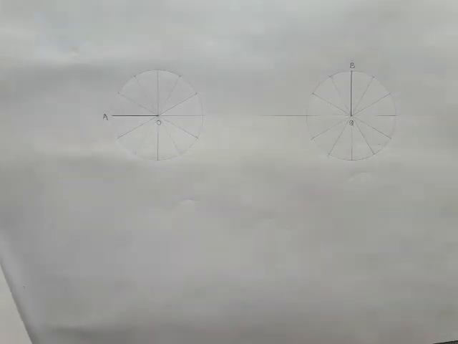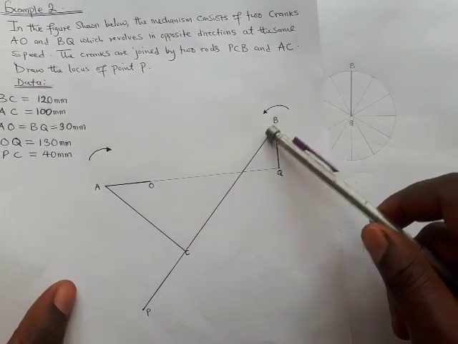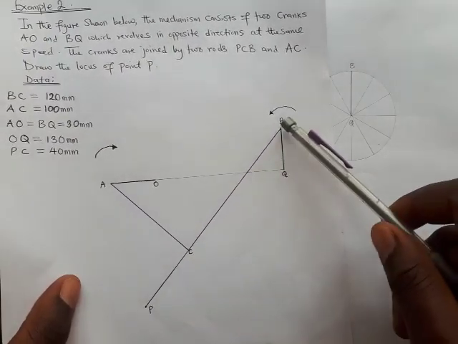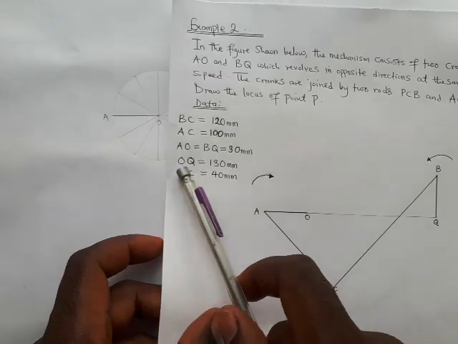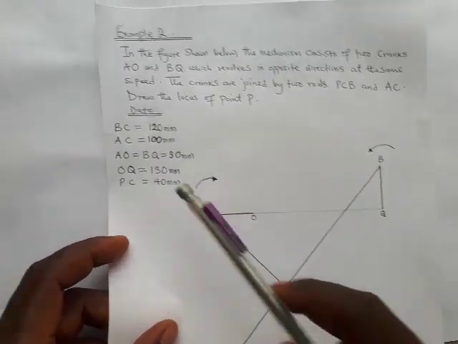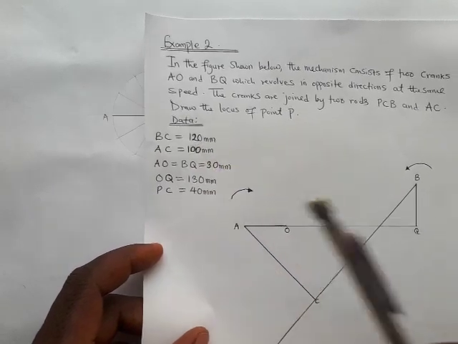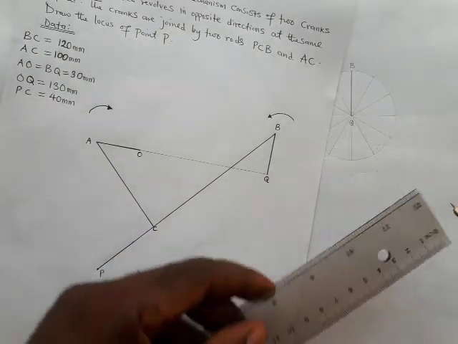I hope that's clear. So what you do next is to locate the connecting rods, BCP and AC. So how do you do that? Remember, we are given BC to be 120 mm. All right, so stretch 120, that is 12 centimeters, on your ruler.